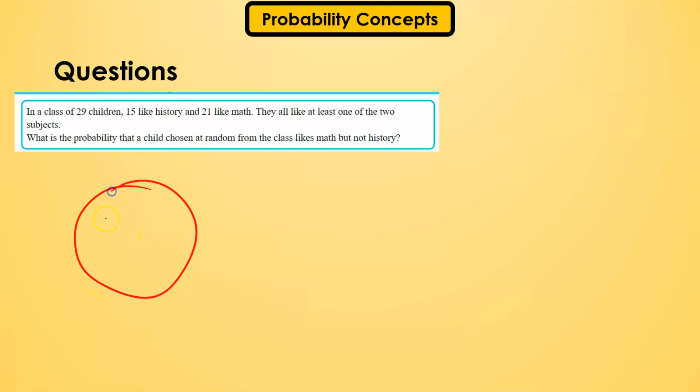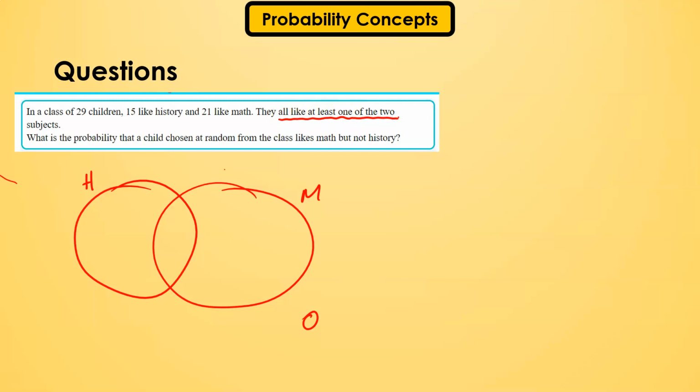So we're going to use the Venn diagram. You've got history, you've got maths. We know that there are 0 people on the outside because you are told all like at least one of the two. So the big question you've got to ask yourself is, is this mutually exclusive? No, it's not. You can be in a history class and a maths class, and we certainly haven't been told otherwise.